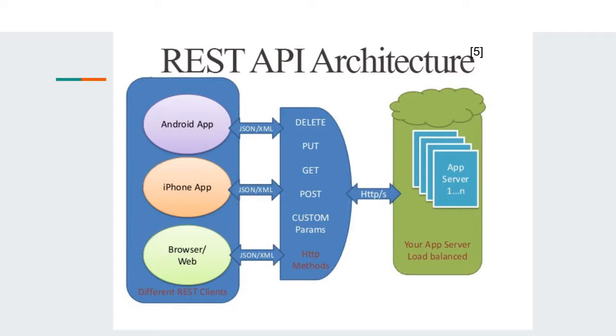If you look at the diagram, you can see that the Android app, iPhone app, and browser are referenced as clients, which request certain data from the server through the HTTP protocol, and in return the server replies to the client using JSON or XML format.